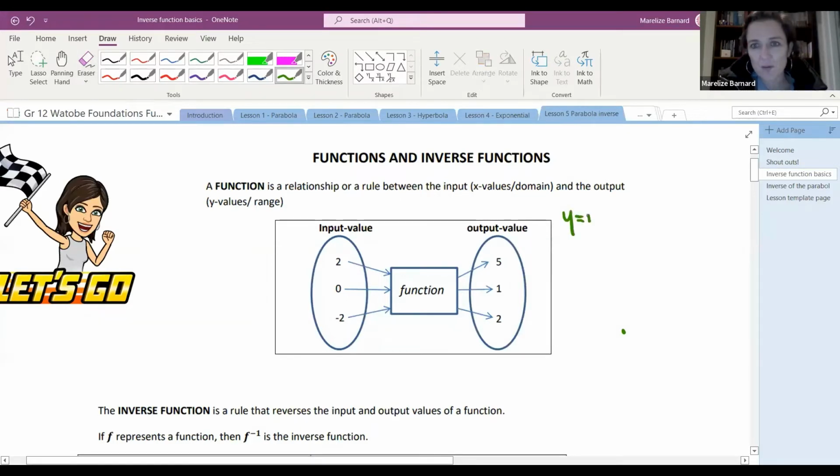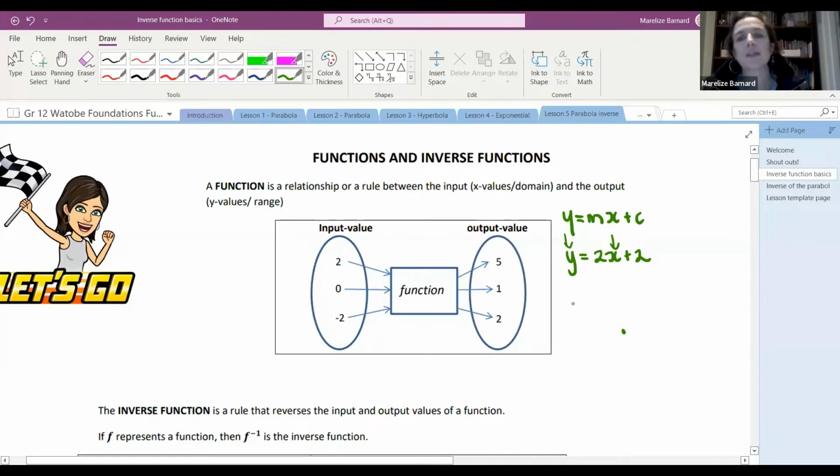So y equals mx plus c. So that was the first function that you learned, the straight line. And that just meant that, so say for instance, I had a function 2x plus 2. That meant my input value is x and my output value is y. So if I take my input value, I times it by 2 and I add 2, and that's going to give me my output value.